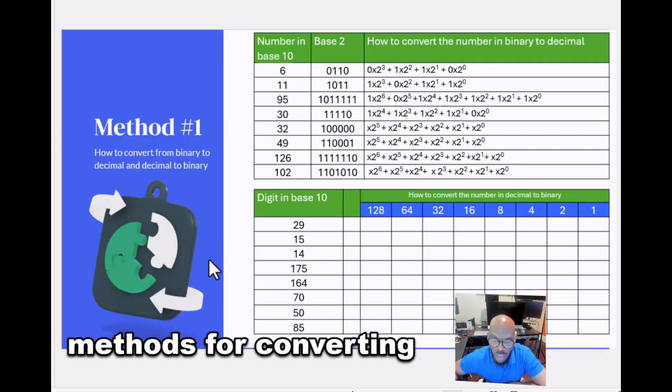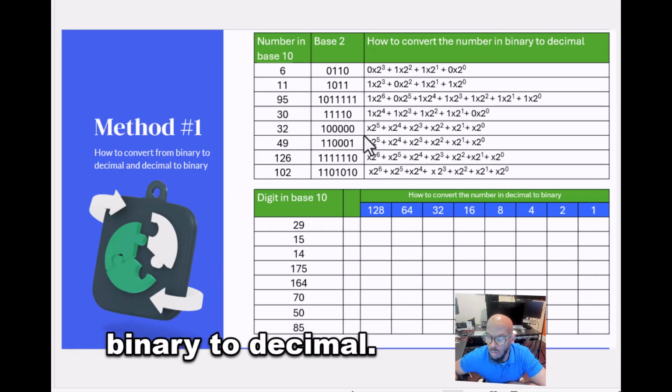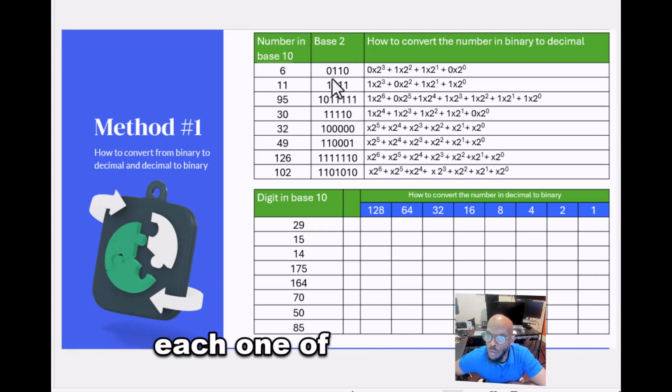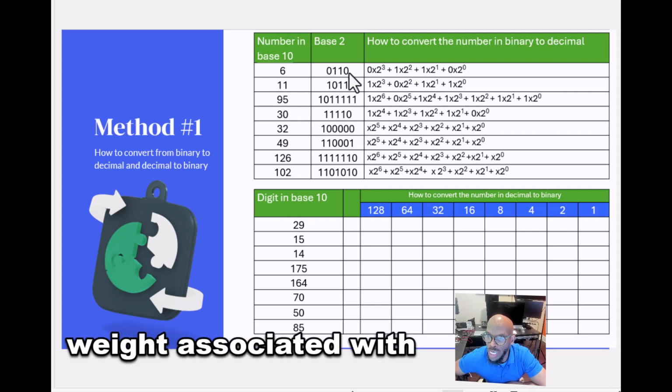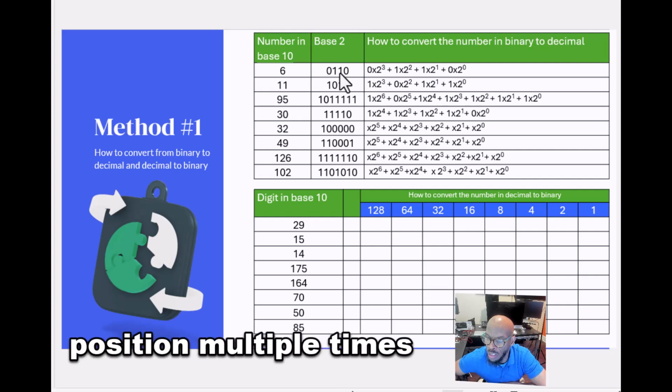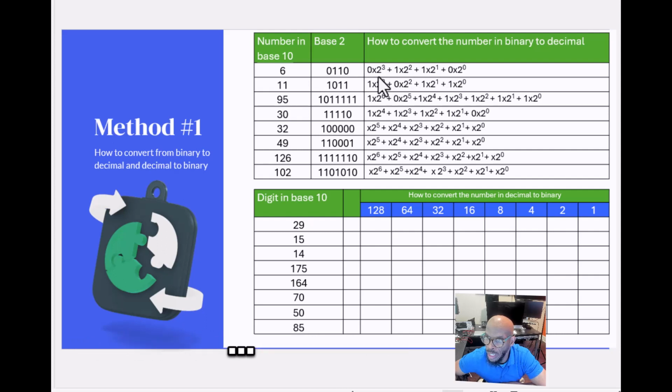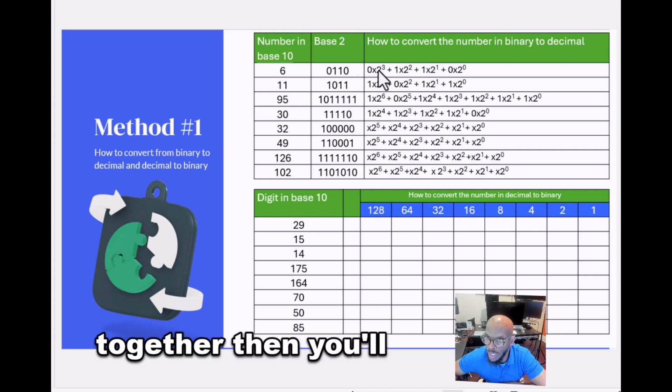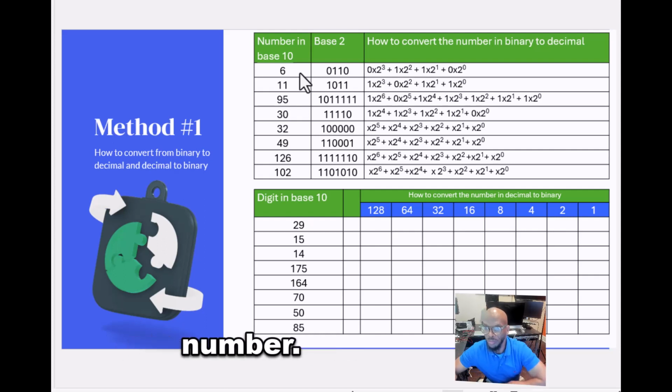This is your method for converting binary to decimal. Each one of these bits right here has a weight associated with it. Since it's 4 bits, it's got 4 weights. Those weights are 2 to the third, 2 to the second, 2 to the first, 2 to the 0. So what you're going to do is take the number in that position, multiply it times the weight, then add them together, and you'll get the decimal number.